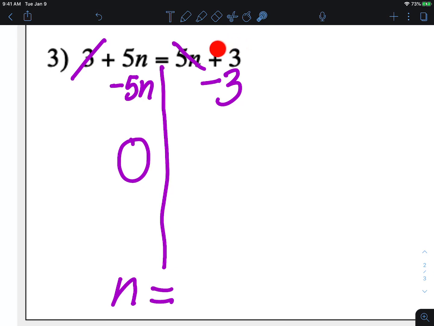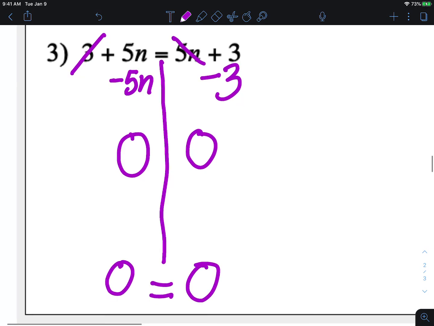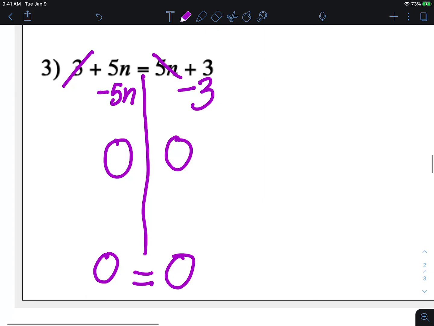So let's do this side now. 3 minus 3 is also 0. Okay. So that means that for sure I don't have n here. This 0 is going to come down here. This 0 is going to come down here. That means that 0 is equal to 0. Well, you guys tell me. Is 0 equal to 0?